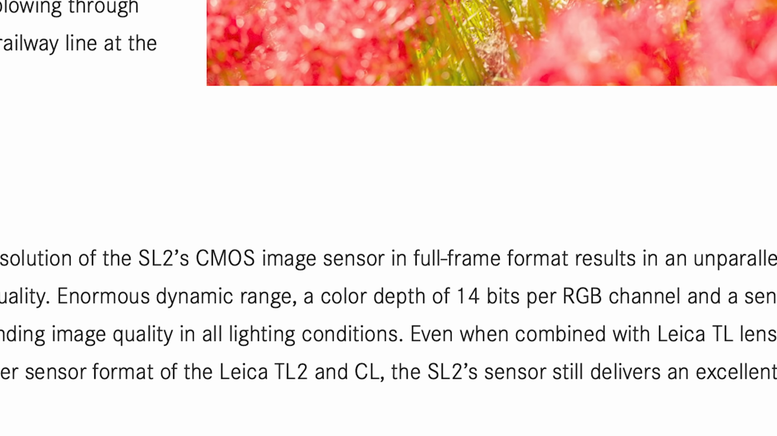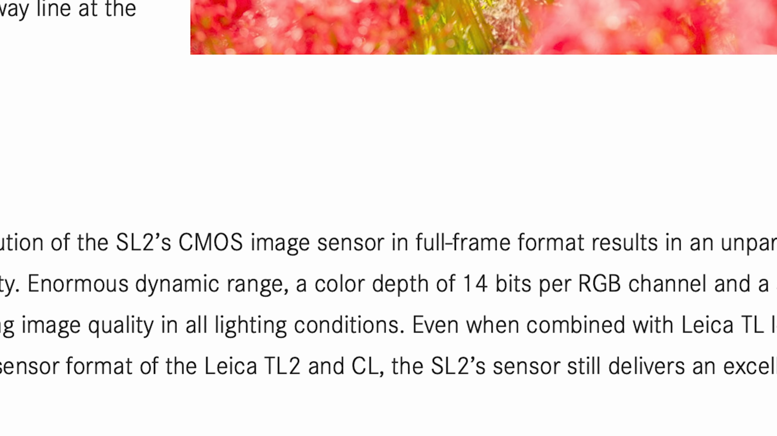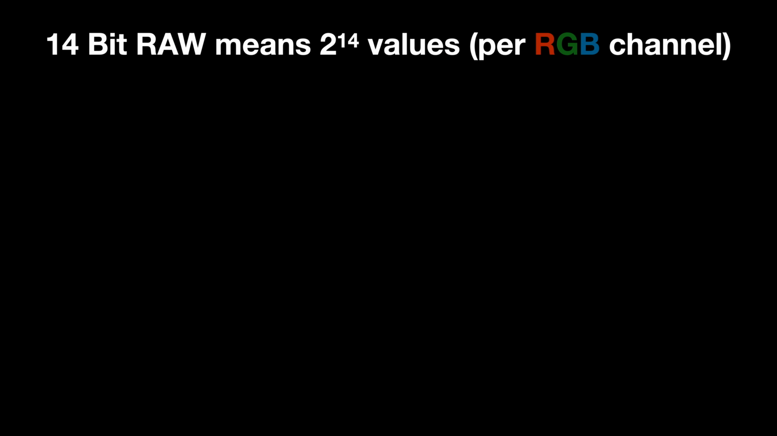In order to understand this better and without going into too much detail, Leica is advertising the SL2 as enormous dynamic range and a color depth of 14 bits per RGB channel. So let's quickly consider what that really means. And clearly I'll do this in an illustrative, non-scientific manner here. First of all, 14-bit RAW means 2 to the power of 14 values per RGB channel.